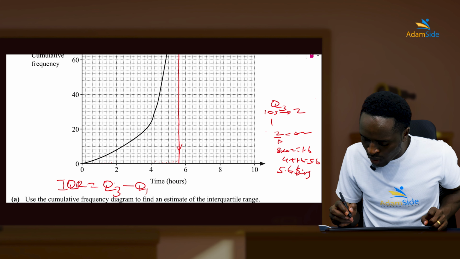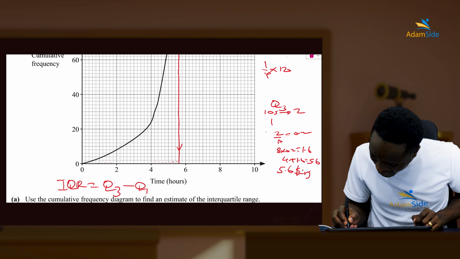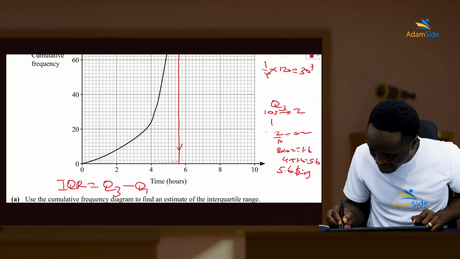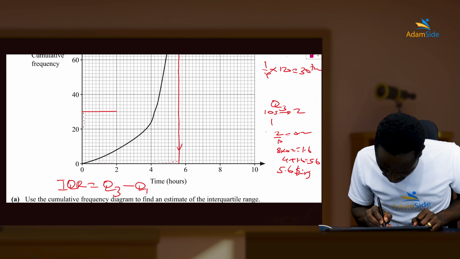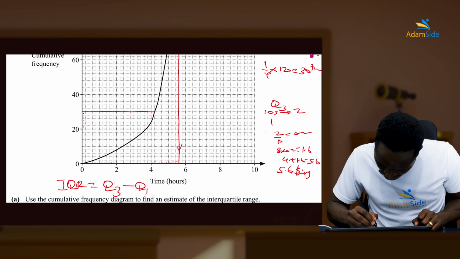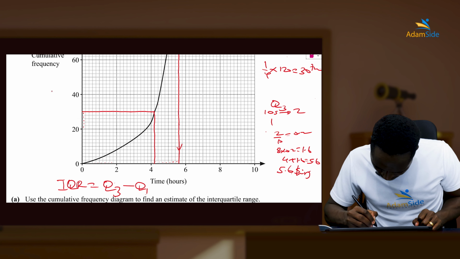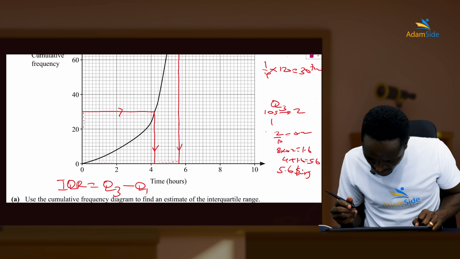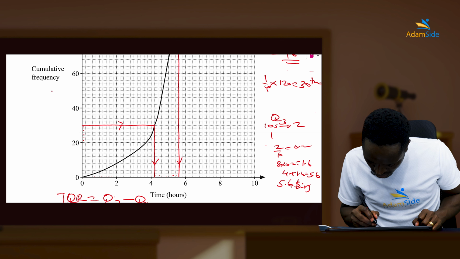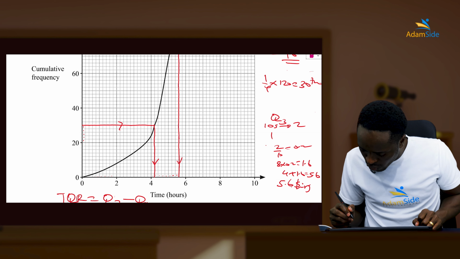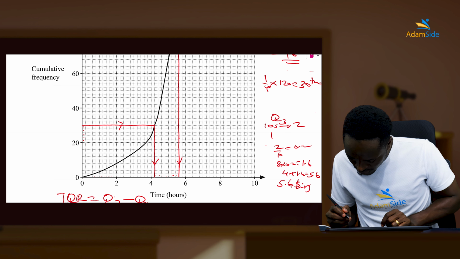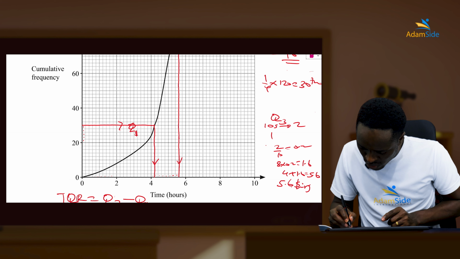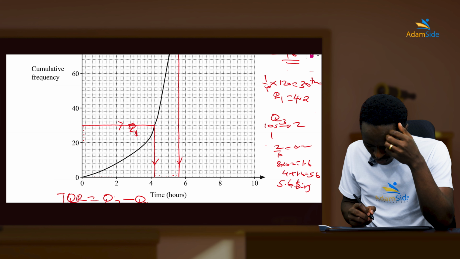So use the cumulative frequency to find an estimate of the interquartile range. The lower quartile will be a quarter of 120, which is the 30th position. So go to 30, just knowing the scale, draw a straight line to the cumulative frequency and then draw it down. Each box is 0.2, so you get 4.2. So this is Q1, you get 4.2 for Q1.